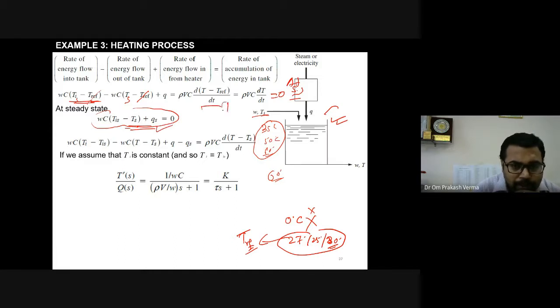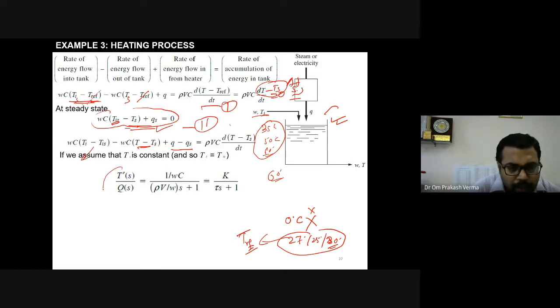Let's call this equation number 1 and the other equation number 2, and then if you take 1 minus 2, it becomes W C (Ti minus TIS) minus W C (T minus TS) plus (Q minus QS) equal to rho V C d by dt of (T minus TS). Now again we define the deviation variable, and take only the deviation variable and define it.